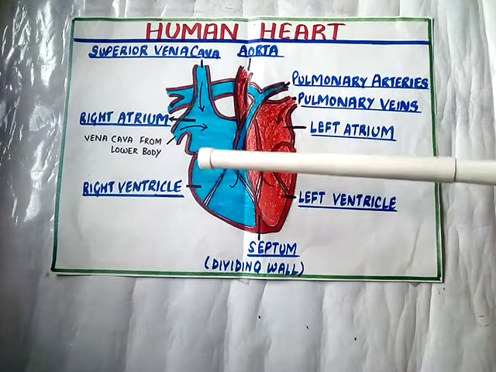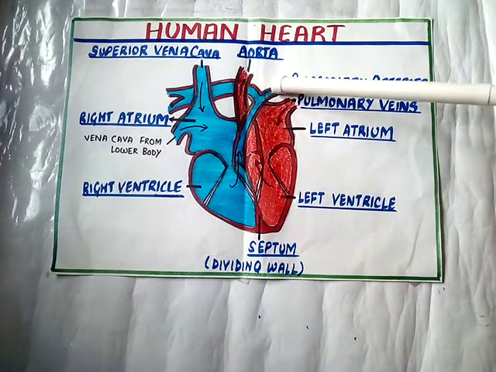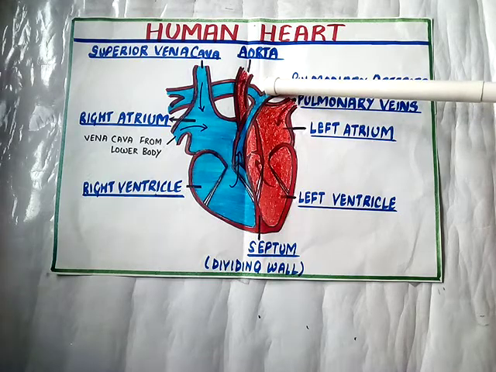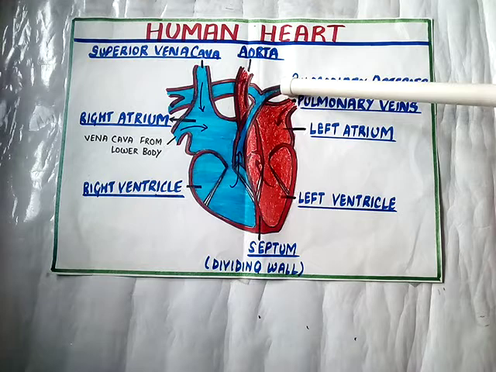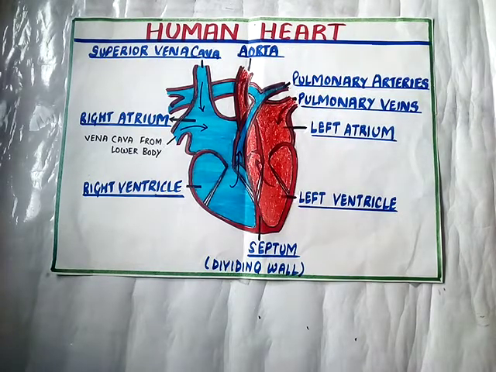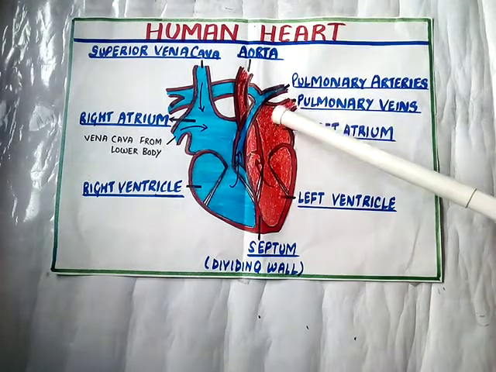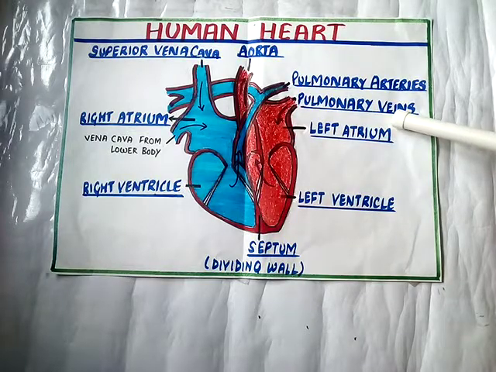Now, from the right ventricle, the blood flows into the pulmonary arteries. The pulmonary arteries carry deoxygenated blood to the lungs. The lungs remove carbon dioxide and fill oxygen in the blood. The oxygenated blood, that is your pure blood, is carried into the left atrium by the pulmonary veins.